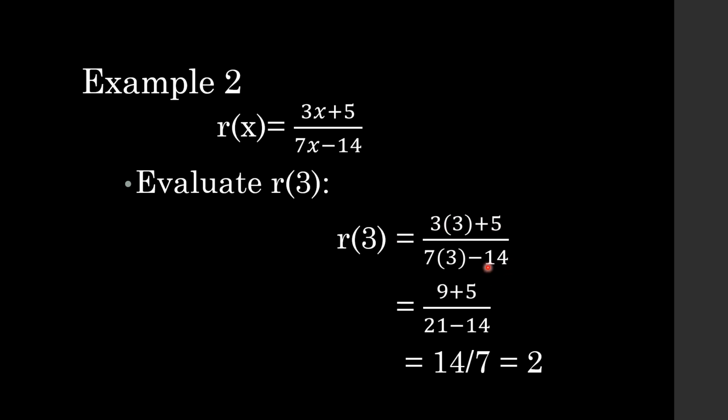So we work out the arithmetic operation here. 3 times 3 will be 9, plus 5, divided by 21 minus 14, which will give us 14 over 7, equal to 2. And the result or the output when the object 3 is inserted into the machine, which is r of x, is 2. The output is 2. So we can also say that the image of 3 is 2. Let's move to the next section.